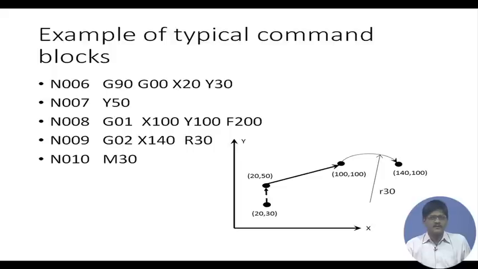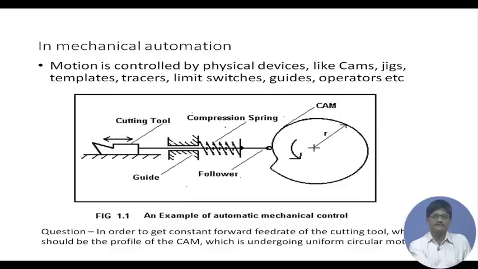There is, but unless otherwise mentioned, it will take this particular minor arc. There is a major arc possible also with 30 millimeters clockwise, that is not taken. M30 means end of program. So, this is a typical example of a few command blocks on the CNC machine.